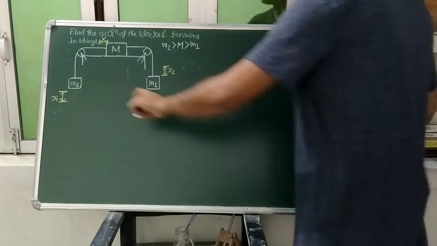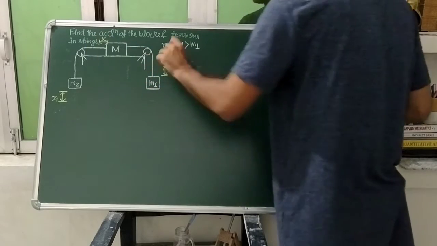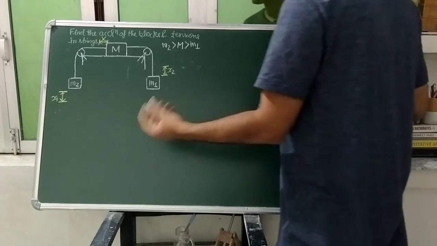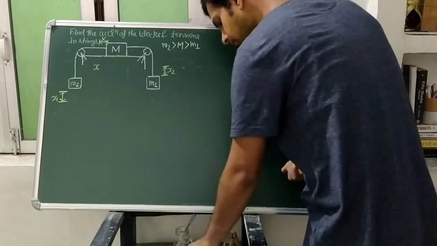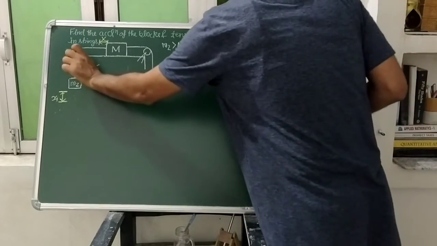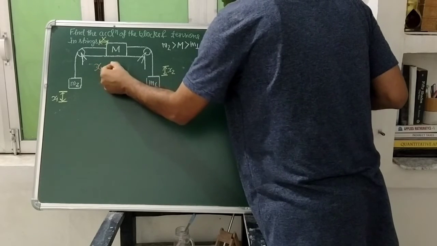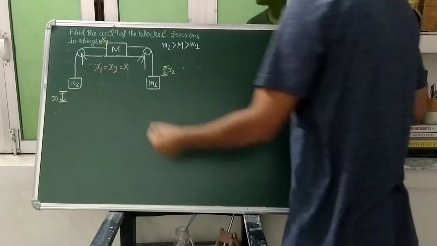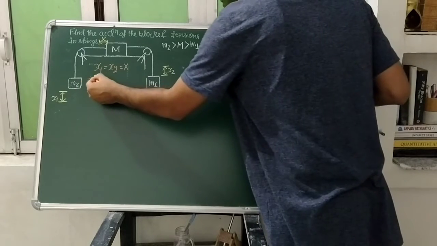So of course, if this is going to travel x1 distance, this is going to travel this capital X distance, and this is going to travel this x2 distance, so of course, student, they should be equal. This x1 should be equal to x2, and that should be equal to capital X. So when we differentiate it with respect to time, we will get what, student?